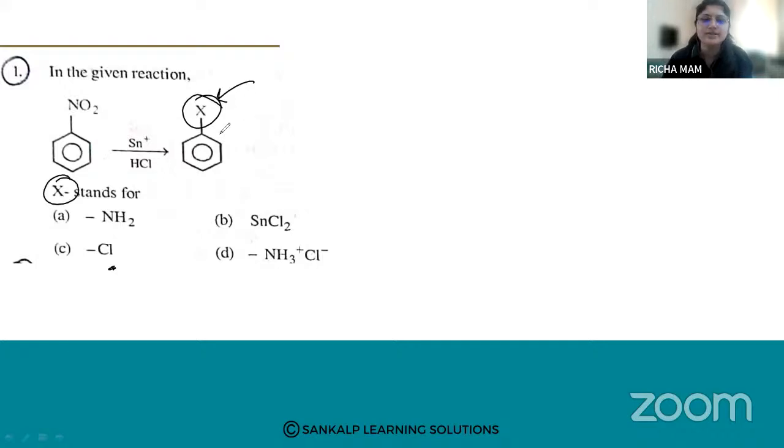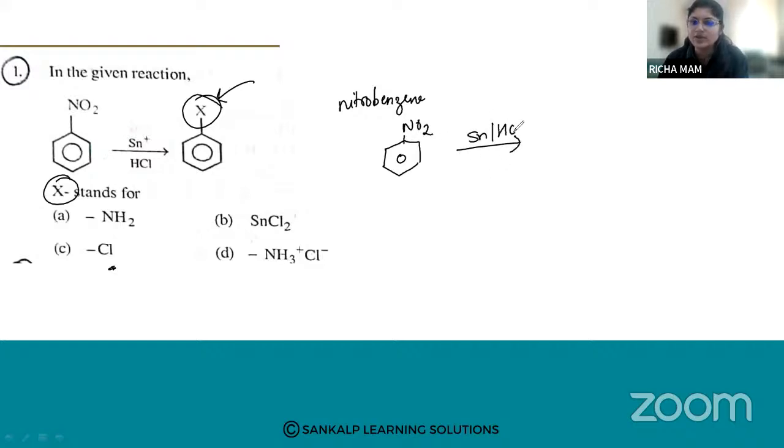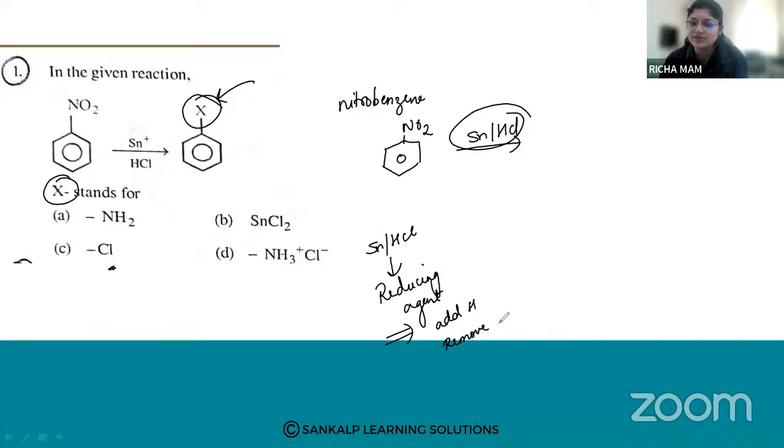What about others? It is nitrobenzene, right? On the benzene ring we have a nitro group. We are reacting this nitrobenzene with tin and HCl. What is the role of tin and HCl? Yes, students, it is a reducing agent. What is the role of a reducing agent? It will add hydrogen or remove oxygen. So it will undergo reduction.